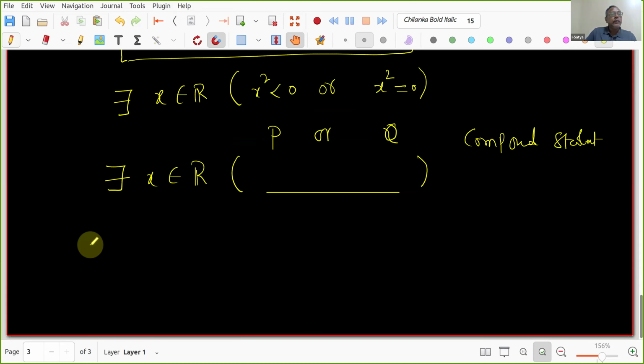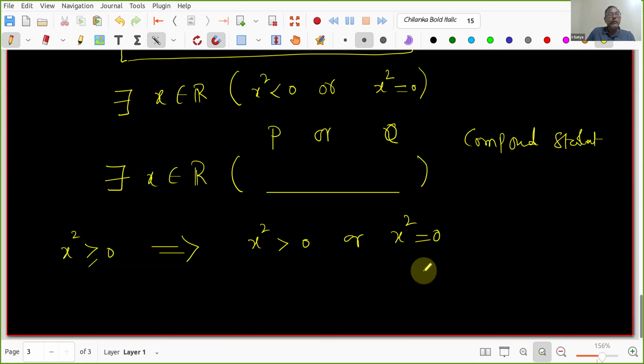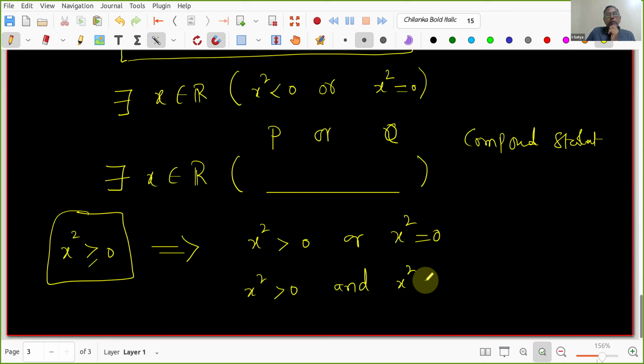There are a few types of compound statement. We'll come to that. So x square greater than or equal to 0 means x square is greater than 0 or x square equals 0, right? That is the meaning. So this looks like a single statement, but actually it is two statements. When is it true? If this is true or this is true. So can I write it like this: x square greater than 0 and x square equals 0? Can I write like this?